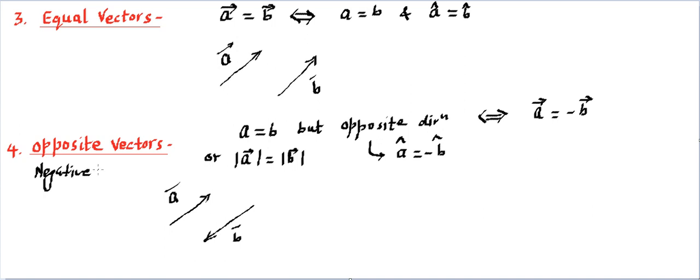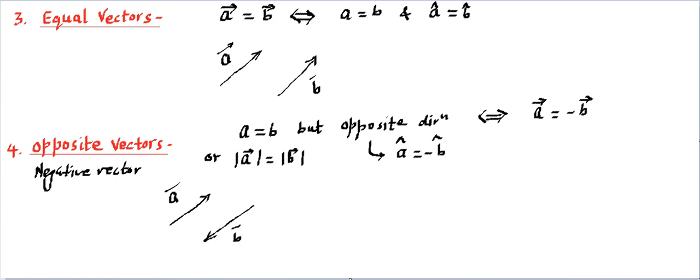Why do we say negative vector? Because one vector is the negative of another. So if vector A is minus of vector B, we say A vector is the negative of B vector. If vector A is shown like this, and B is just opposite in direction, having the same magnitude or length, then we say they are opposite vectors or negative vectors. These are the terminologies you need to get used to.